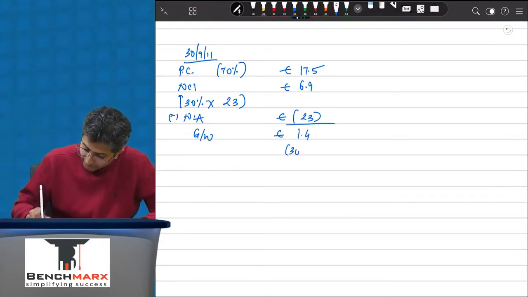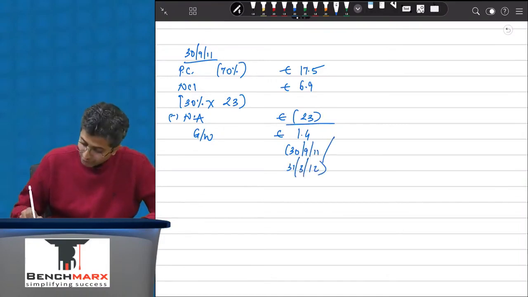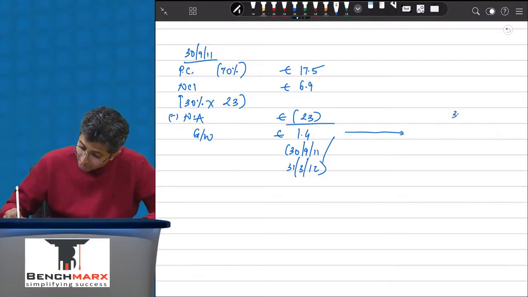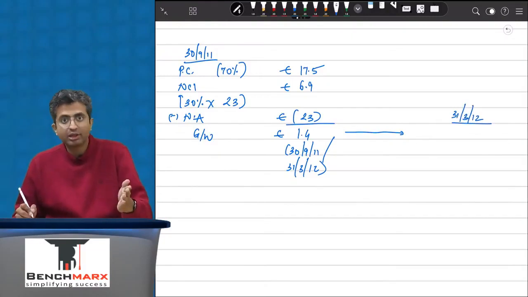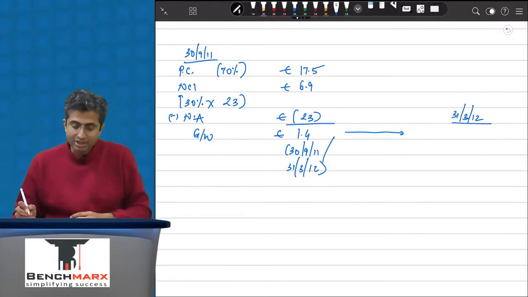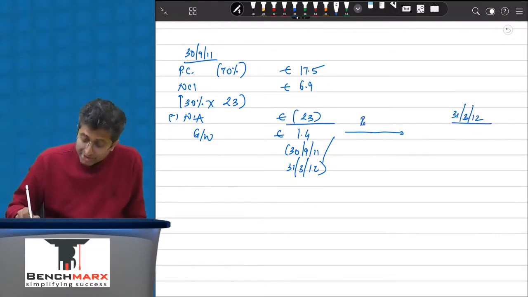Now this will remain the same whether it is 30th September 11 or 31st March 2012. However, if the goodwill has to be converted into rupees on 31st March 2012, like every asset and every liability of Mark, it has to be converted at the closing rate as per Ind AS 21 principles for a foreign operation. Even the goodwill has to be converted at the closing rate.